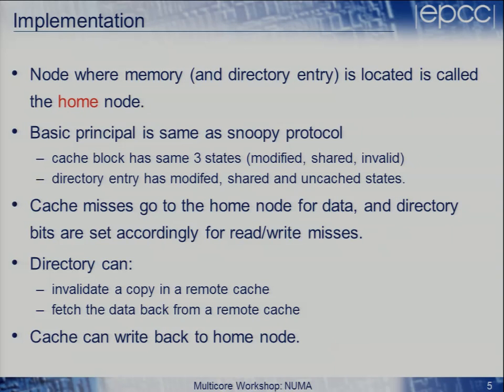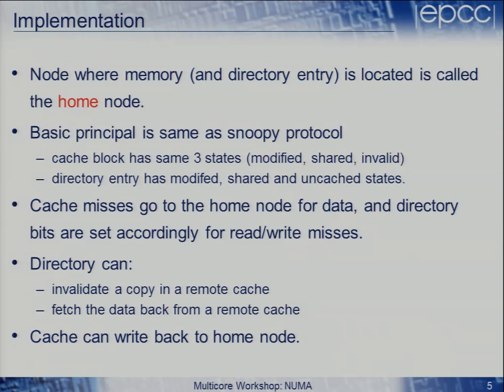So you have a special home node where the directory entry is located. It has to live somewhere. The principle is the same. You say, for example, have 3 states: modified, shared, and invalid, and the directory entry records that.